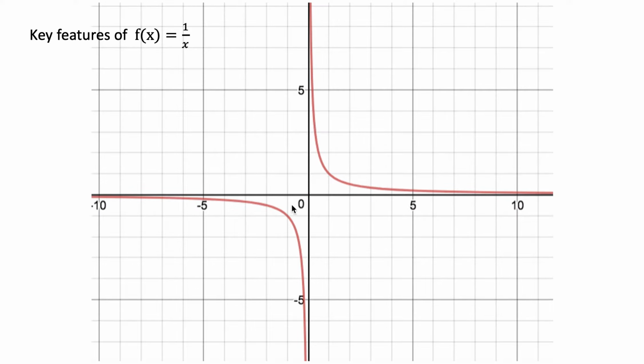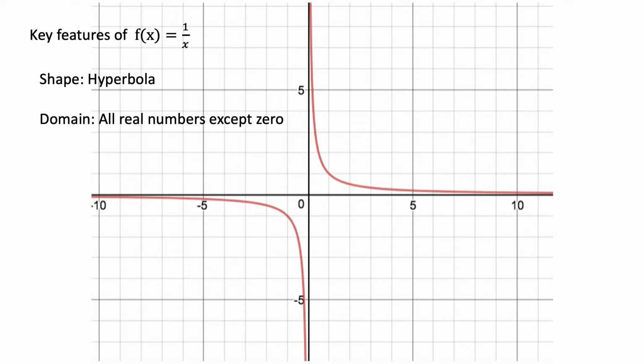So let's talk about the features of this graph. The shape of this graph is called a hyperbola. It's a hyperbola. It's a type of conic section related to a parabola. You'll hopefully understand that relationship later on when you study conic sections later in your math journey.